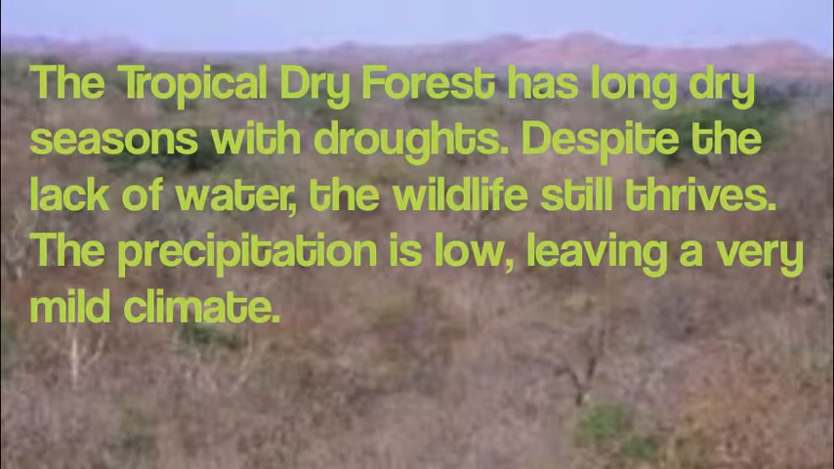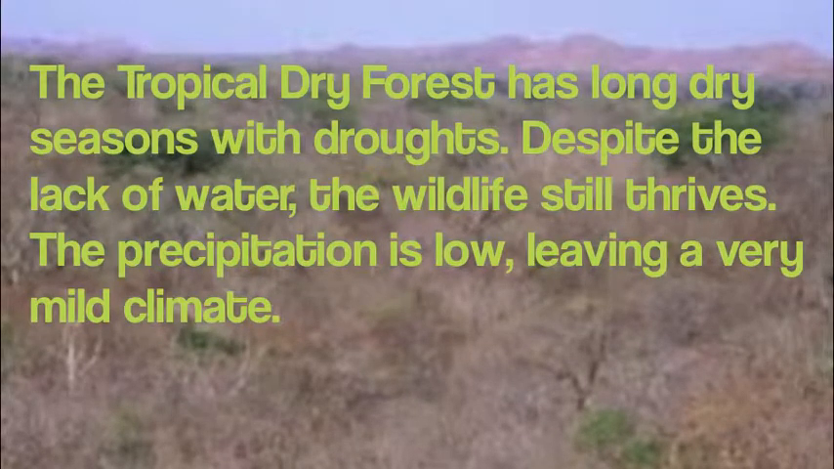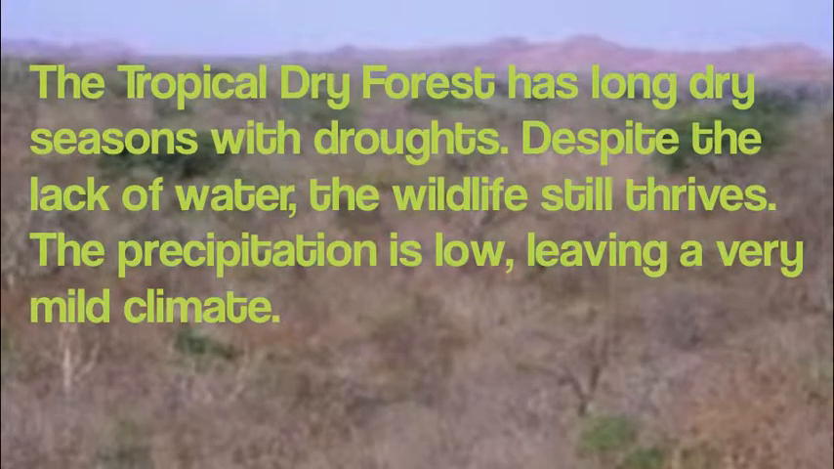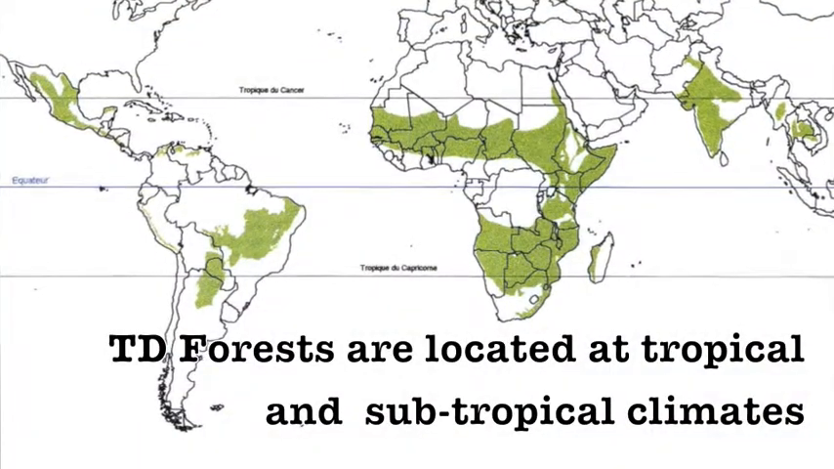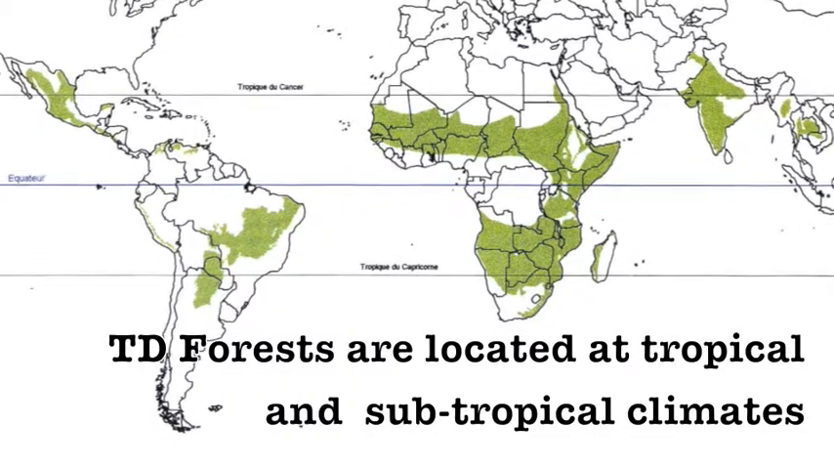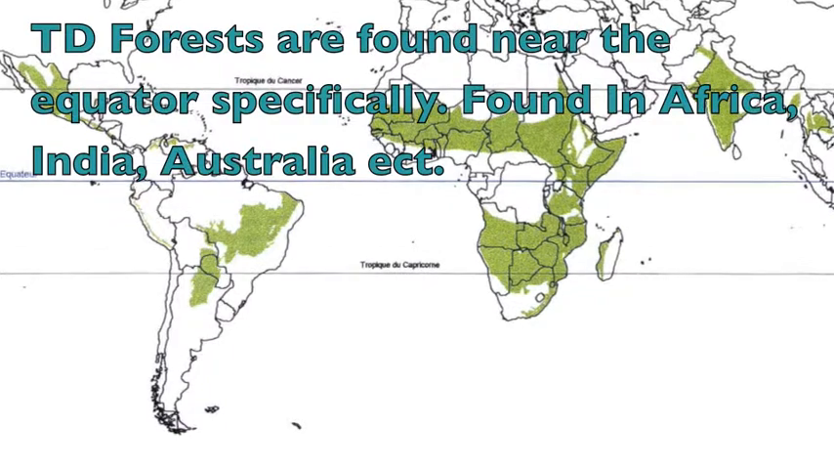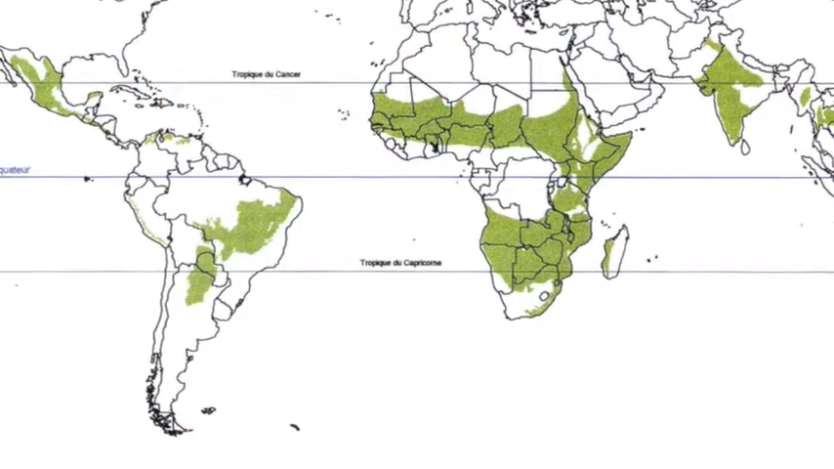The tropical dry forest has long dry seasons with common droughts. With this lack of water, it still has vast wildlife. Most tropical dry forests are found south of the equator but go as far north as Mexico. Tropical dry forests are located at tropical and subtropical latitudes. The tropical dry forest is found near the equator. They are found in some parts of Africa, South and Central America, Mexico, India, Australia, and some tropical islands.